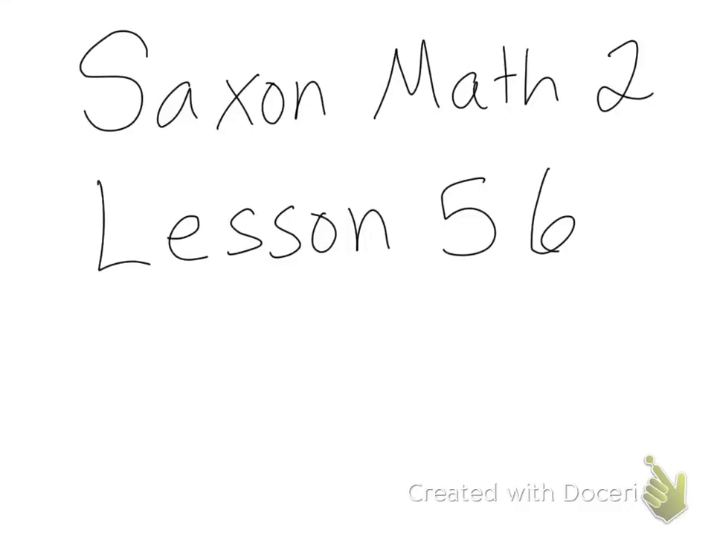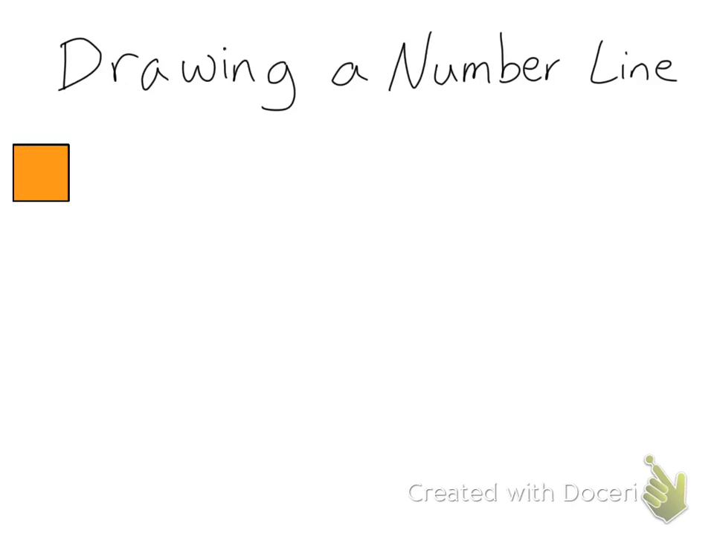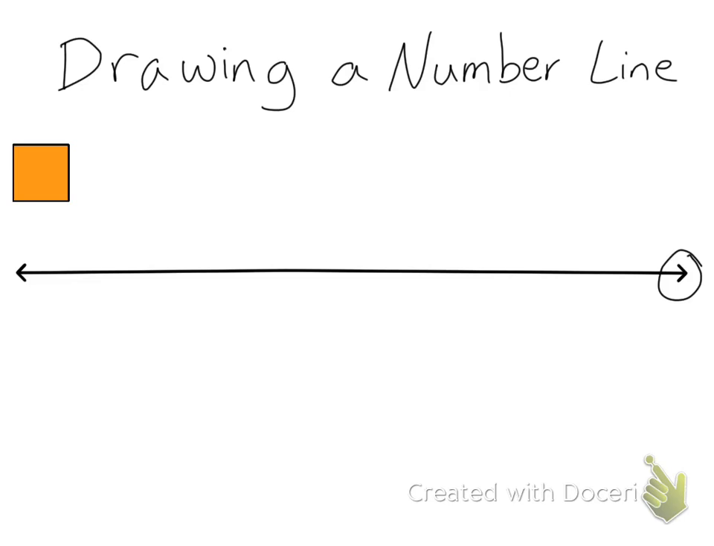Hello everyone. Today's lesson is lesson 56, drawing a number line, drawing line segments to the nearest inch, and locating points on a number line. So if I wanted to draw a number line, I start off by drawing a line. Lines go from left to right, just like this. And we draw these small arrows at the ends of the lines to show that it goes on forever in both directions.